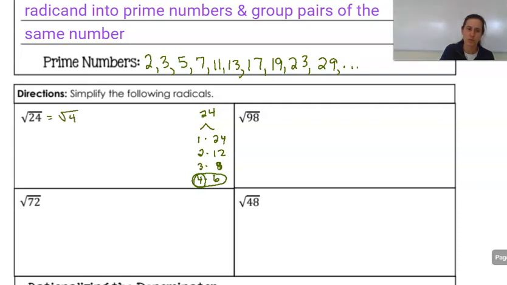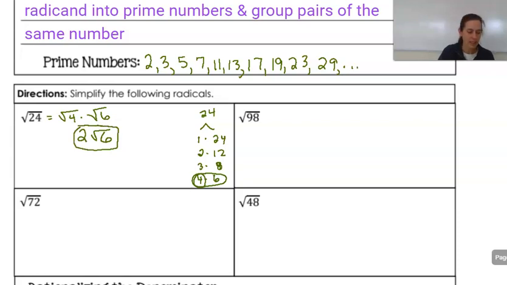So I get square root of 4 times square root of 6. I always write the perfect square first because when we simplify the perfect square, so square root of 4 is 2, the whole number always gets written in front of the radical. Since 6 is not a perfect square, I leave it under the radical.